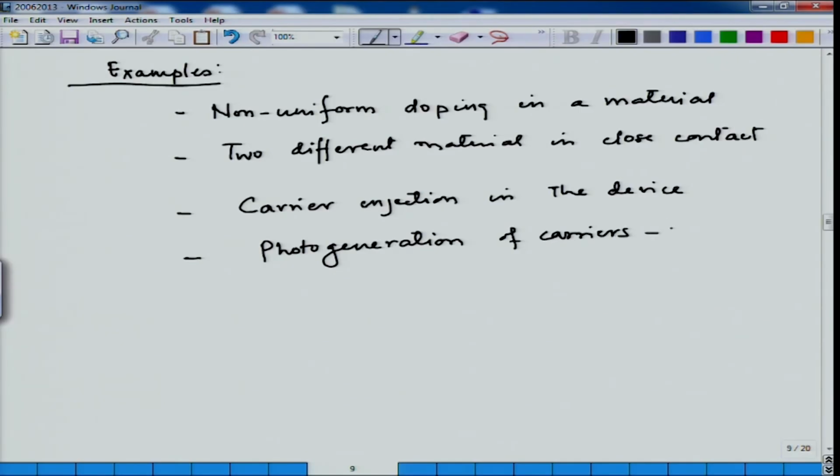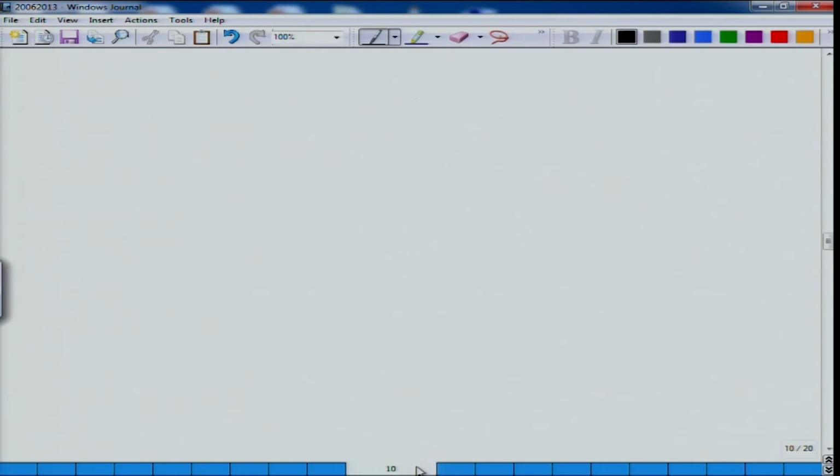And that would also lead to non-uniform carrier concentration. So, we will see later that diffusion is an extremely important process in deciding the device behavior in many of these devices. So, to take a numerical example, let us take a semiconductor.